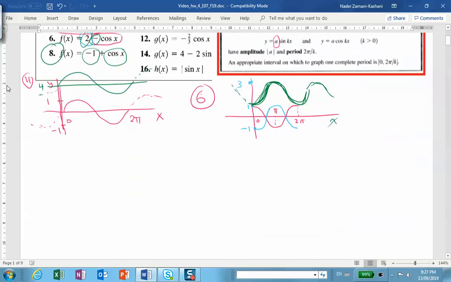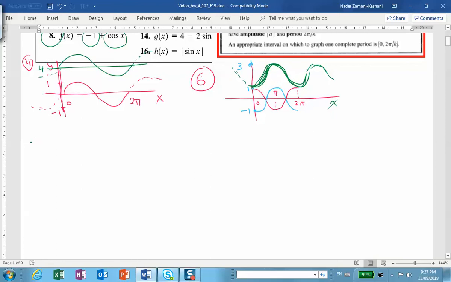Let me draw first cosine of x. Cosine of x looks like that, right? Between 0 and 2 pi, it looks like this. Okay, so then you shift it down by 1 unit. Remember, this is 1. You shift everything down by 1 unit, so you're going to get something like this.